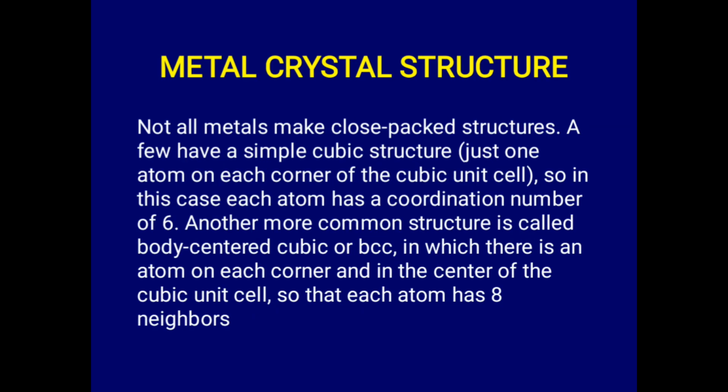We have to take note that not all metals will have a close pack structure. There are usually exceptions. A few of them will have simple cubic structure, and some other ones could also have body centered cubic structure. These are possible, and those ones have what is called a coordination number of 8. These are possible metal crystal structures.